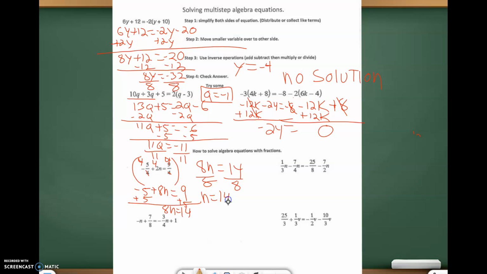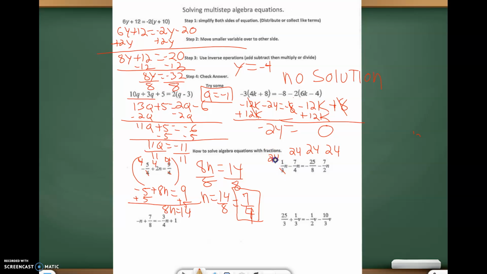If you want to leave it as improper, that's fine. The only thing I ask you to do is to reduce it. So I can reduce it by 2, right? So half of 2, that would be a 4, right? 7 over 4. All right, next one. Common denominator is 24. So everything multiplied by 24, all right?